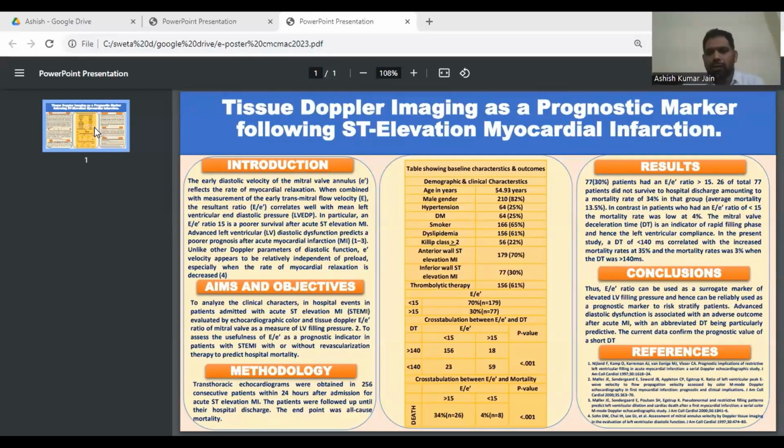Out of them, 82% were male, 25% of the patients were having hypertension and diabetes, 65% were smokers, 61% were having dyslipidemia, 22% were having Killip class of 2 or more, and 70% of the patients were admitted with acute anterior wall MI, and 30% were admitted with inferior ST elevation MI. Majority of the patients, 70%, were having E/E' ratio of less than 15. In the rest, 30% of the patients were having E/E' ratio of more than 15.